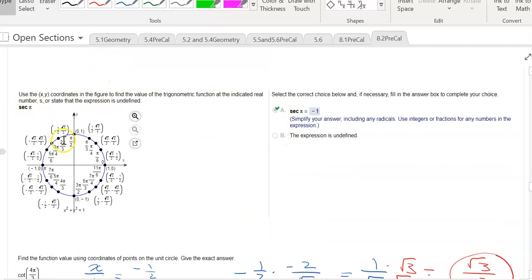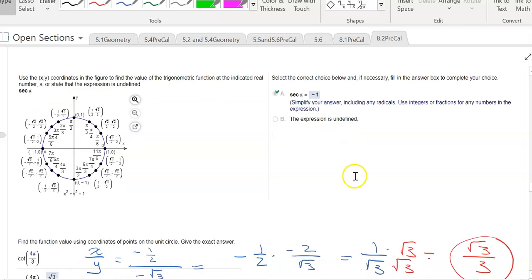Here we're looking for secant of pi, so I travel around to pi. That means I am dealing with negative 1, 0. I'm dealing with secant, which is the inverse of cosine, so that is r over x, so radius is 1. My x value is negative 1. 1 divided by negative 1 is negative 1.